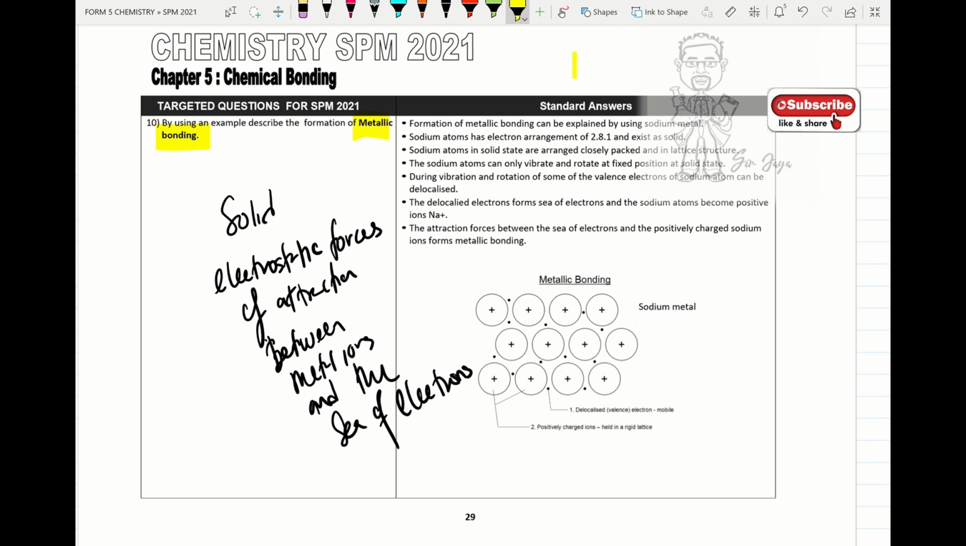So we try to check the formation of metallic bonding. It can be explained by using sodium metal. A sodium atom has an electron arrangement of 2.8.1 and exists as a solid. Sodium atoms in the solid state are arranged closely packed in a lattice structure, so the sodium atoms can only vibrate and rotate at fixed positions. During vibration and rotation, some of the valence electrons of the sodium atoms can be delocalized. The delocalized electrons form a sea of electrons and the sodium atoms form positive ions. The electrostatic attraction forces between the sea of electrons and the positively charged sodium ions form metallic bonding. So this is how we explain metallic bonding.